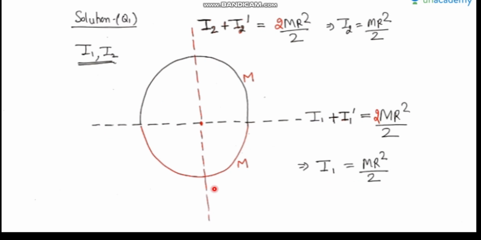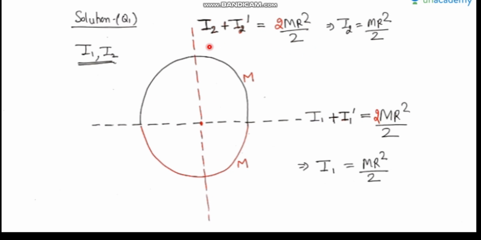For this axis, the contribution due to this part and due to this part will be equal. The moment of inertia of this half ring about this axis is I2 and the contribution due to this is I2 dash. Both are equal and the sum of them will be the moment of inertia of this whole ring about this axis, which is obviously a diameter. And for a diameter, the moment of inertia of the whole ring will be 2m, the total mass of the ring, into r square by 2.